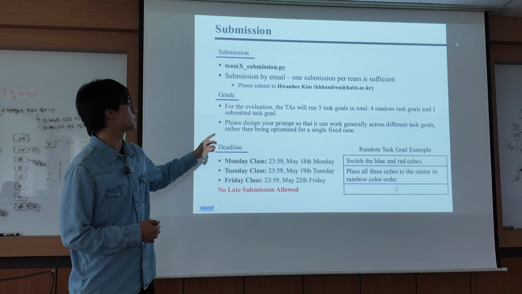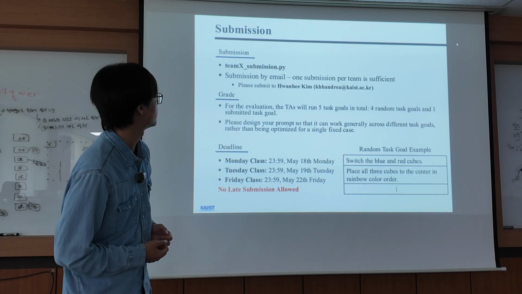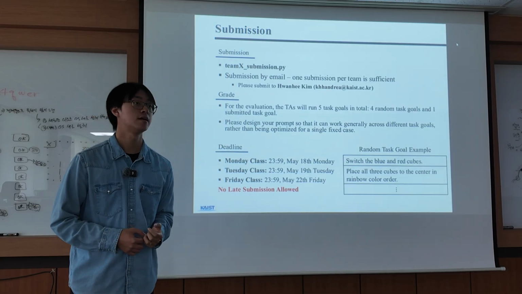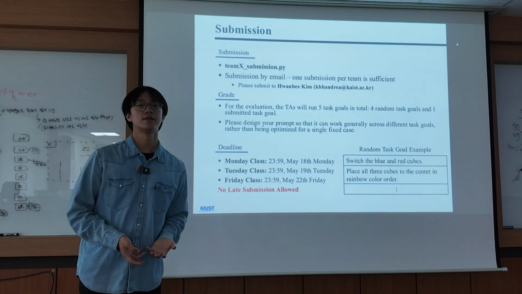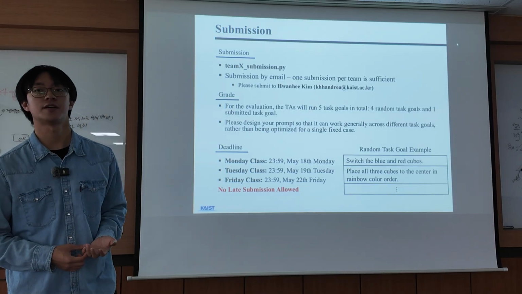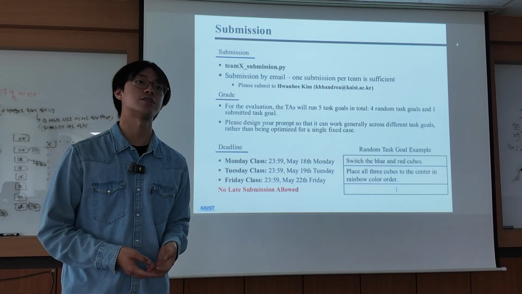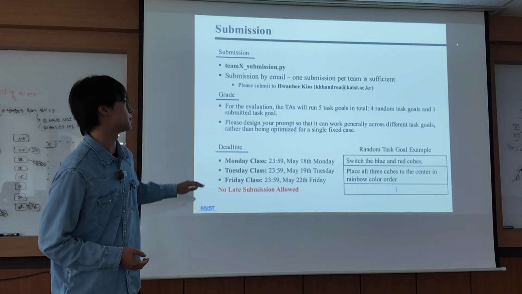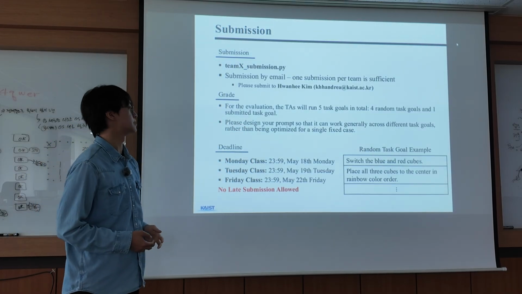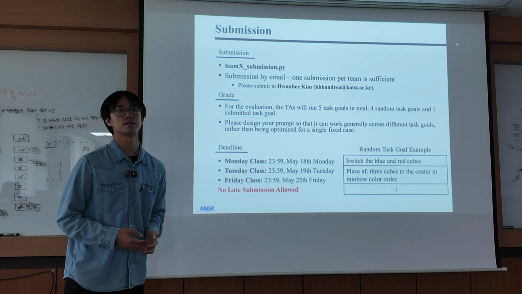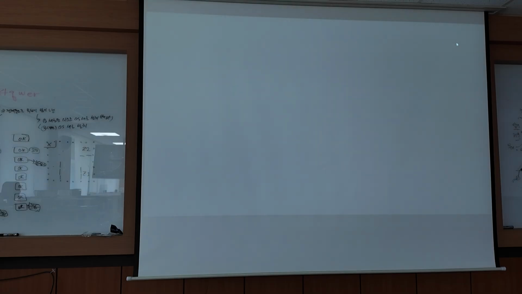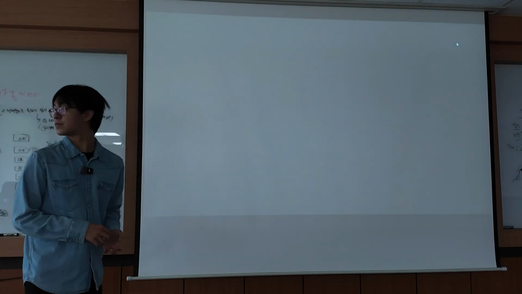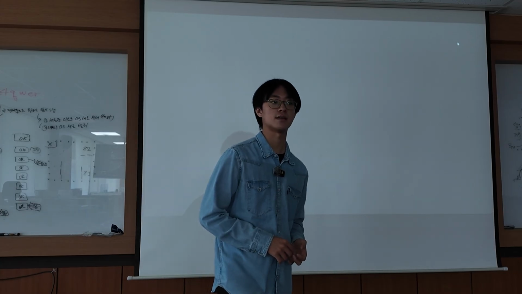Please design your prompts so that they work generally across different task goals rather than being optimized for a single fixed case. As we are going to change some task goals and then score after seeing whether the robot executes the actions properly or not, you should write a general prompt or instructions. The deadline is 7 days for each team, and no late submission is allowed. That is the end of the lab experiment instruction. Any questions so far?